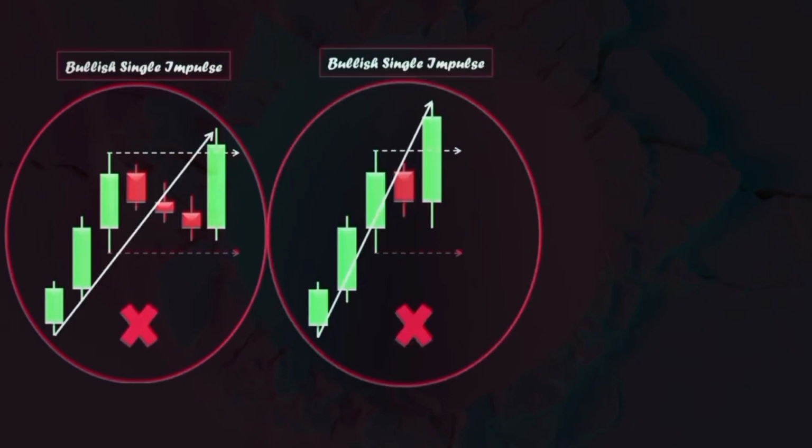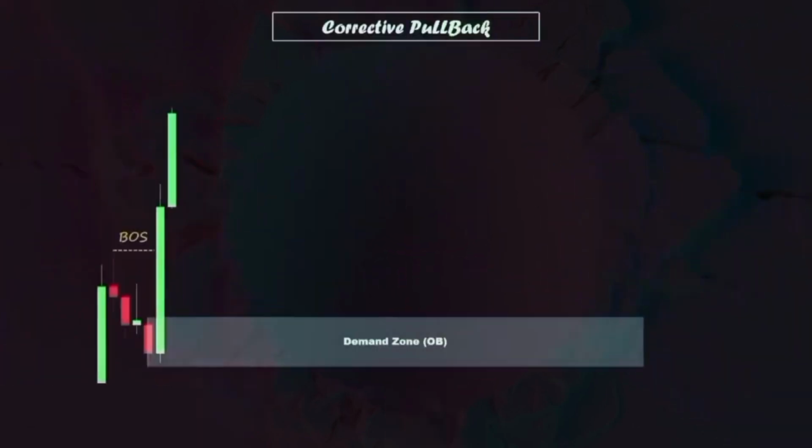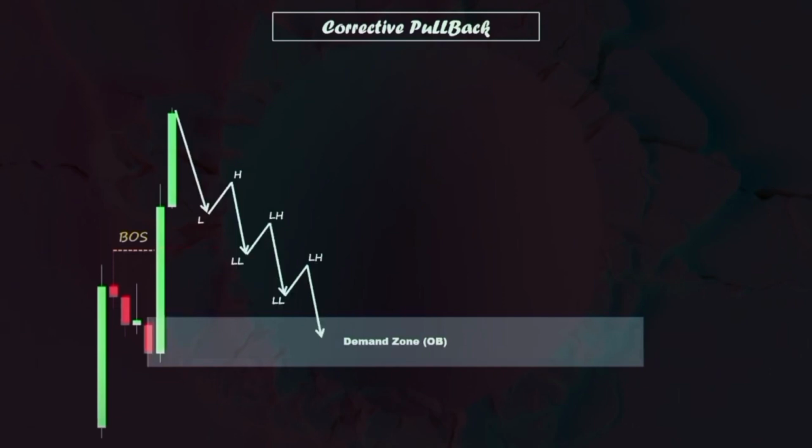So let's start, traders. Identifying a valid pullback is one of the most challenging and key steps in market structure analysis that every trader encounters. Acquiring the skill to recognize valid pullbacks allows you to identify authentic order blocks and inducement zones in the market, helping you avoid potential traps.